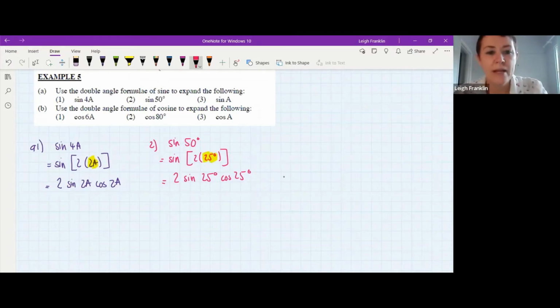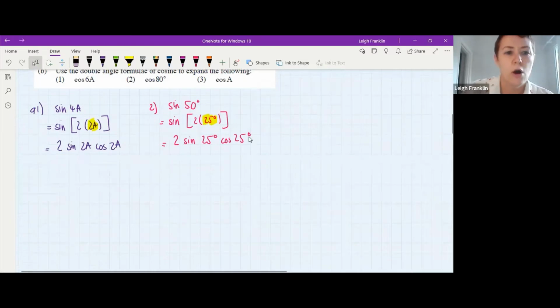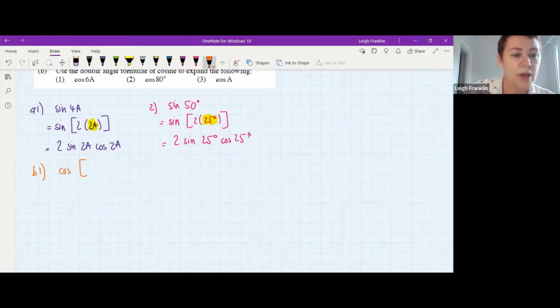Now, I said I would come back to this one, so I'm just going to leave that one for now. And so I can do the same thing with cosine, all right? But the only difference is that I've got 3 different ways in which I can write it. Let's have a look at part B, number 1. Is that orange okay to see, Coco? Or is it hard to see? Is it good? Okay, all right.